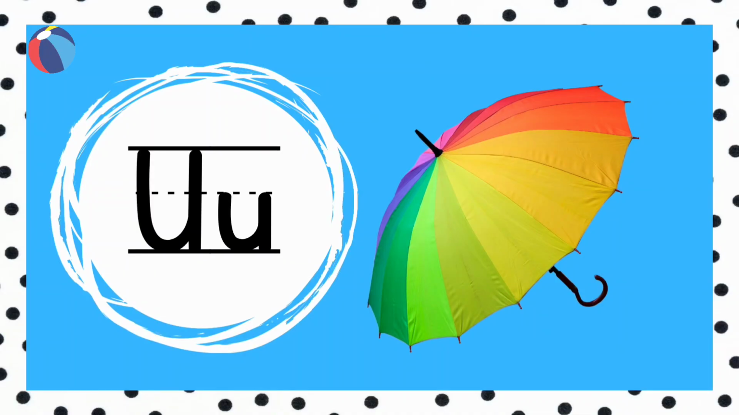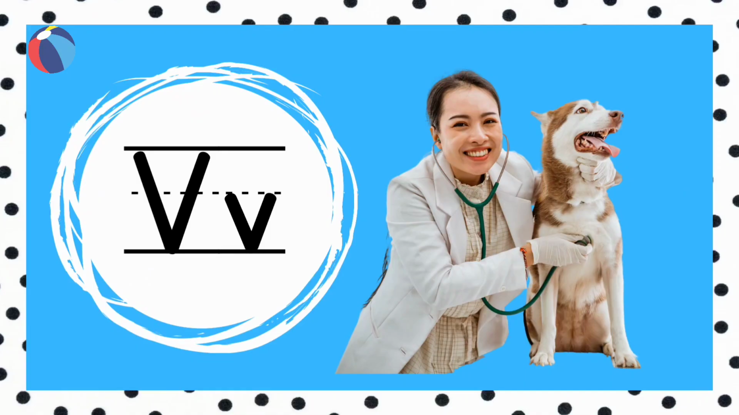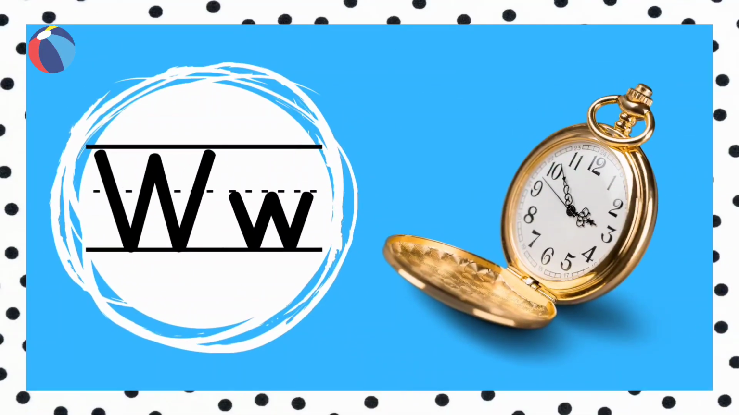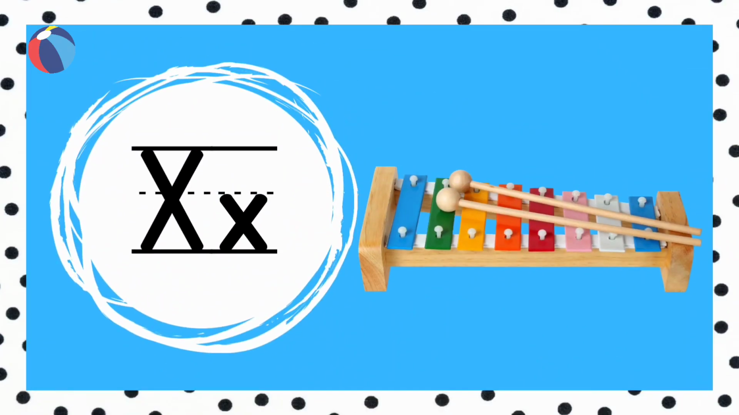U for umbrella. Umbrella. V for wet. Wet. W for watch. Watch. X for xylophone. Xylophone.